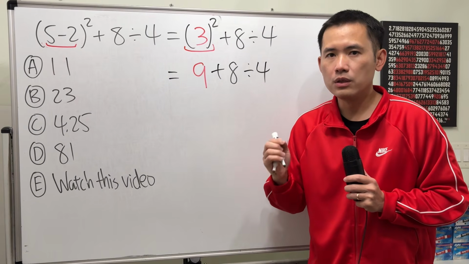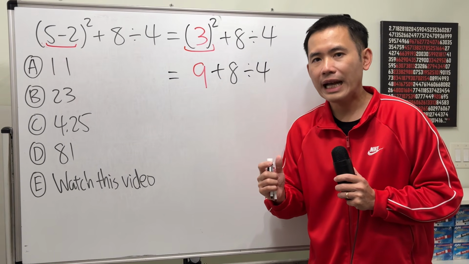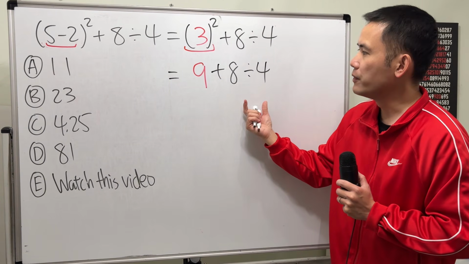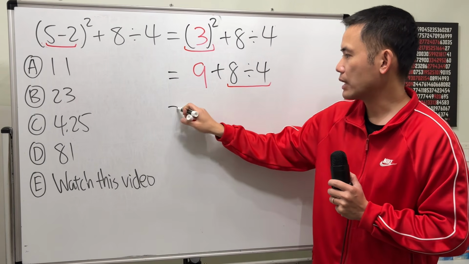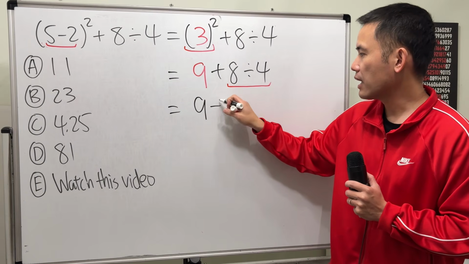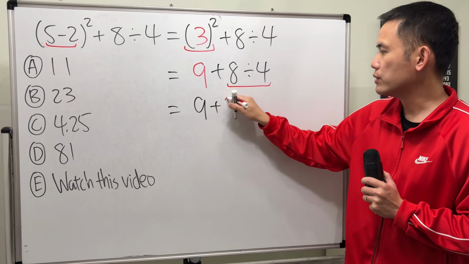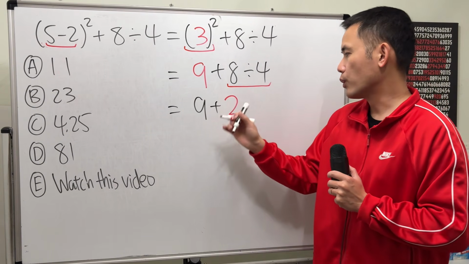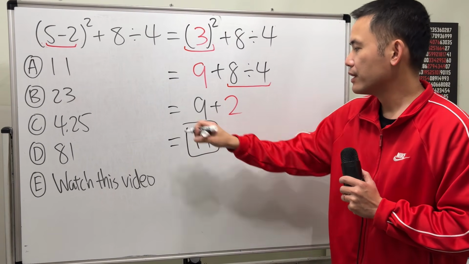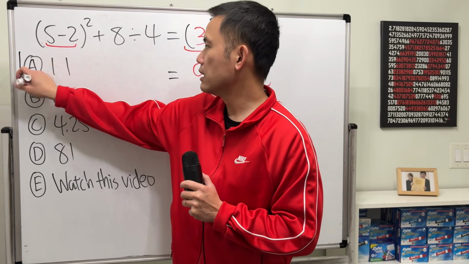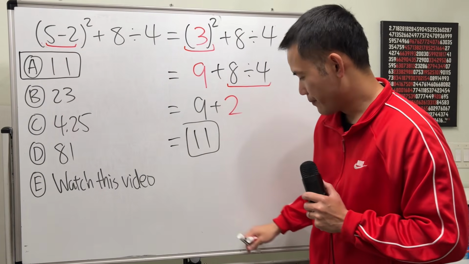Now, remember, the order of operation says we actually have to divide first before we can do the addition. So we will have to look at this part. So that will be 9 plus 8 divided by 4, which is 2. And lastly, we'll work out the addition. The answer is just going to be 11 after this. So the answer is A right there.